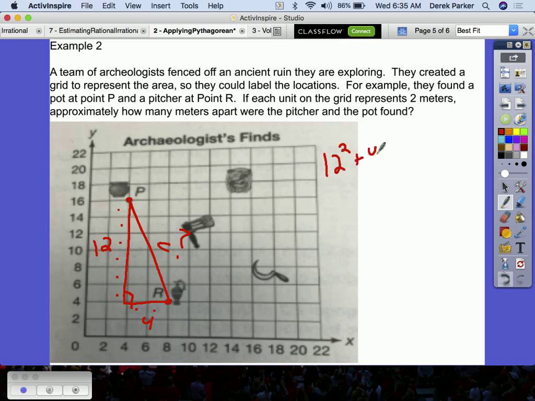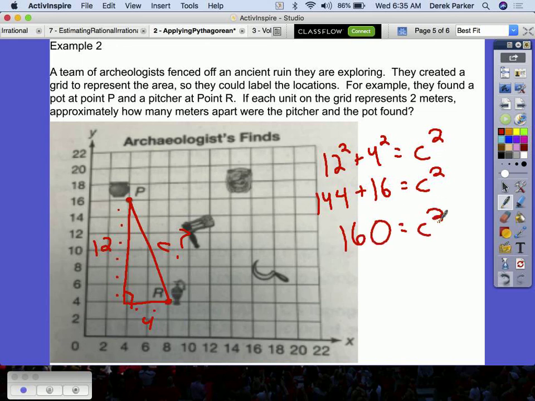12 squared plus 4 squared equals C squared. 144 plus 16 equals C squared. I get 160 equals C squared. Now, you might notice something here: this is an irrational number. 160 is not a perfect square. In this case, I would just round to the nearest hundredth, so take the square root of both sides, and I get 12.65 equals C. And that's approximate, of course, because we're rounding.